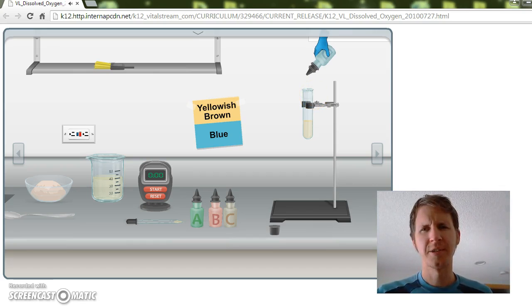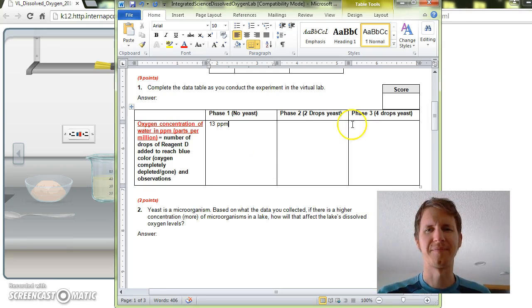1, 2, 3, 4, 5. Remember, when it turns blue. 6, 7. Okay, so the concentration of our dissolved oxygen in the water is 7 parts per million.